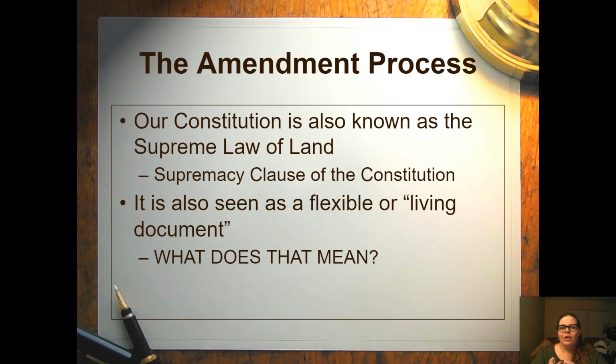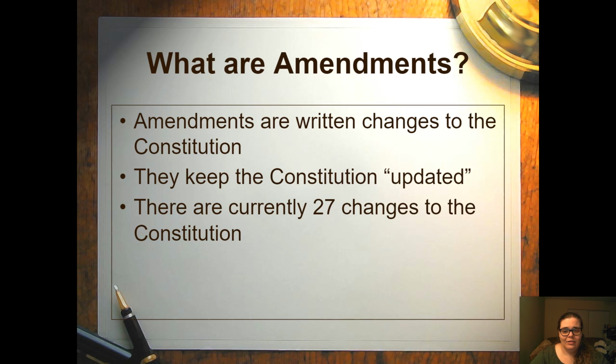Our government has to be able to change with the time periods we're living in, and that is what the amendment process does. It keeps our Constitution updated. We call any written changes to the Constitution amendments. We write the amendment, and if it gets passed, it gets tacked on to the end of the Constitution. There are currently 27 amendments that have been added. There are several that have been proposed and failed, and a few that have been proposed and just enough states haven't voted on them yet. So we'll get there.